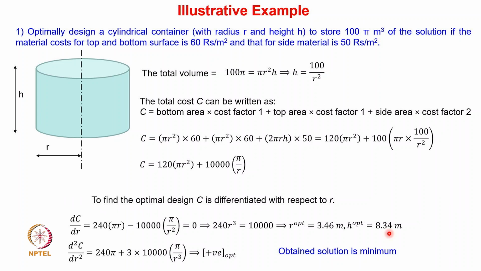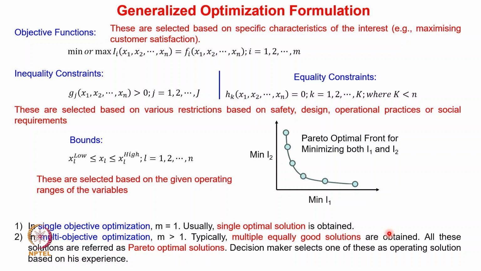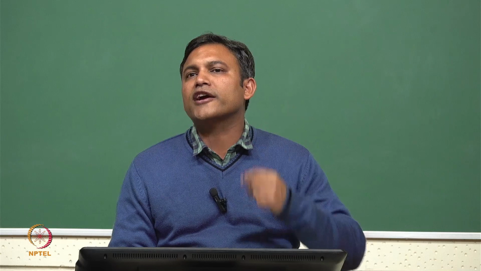So with this discussion, let us now define the optimization formulation in a generalized manner. Whenever we are defining the optimization formulation, first we have to decide on objective functions. So what are the objective functions which we wanted to optimize? In a flow sheet optimization problem, typically the objective function is what? Typically the objective function is to minimize the cost.